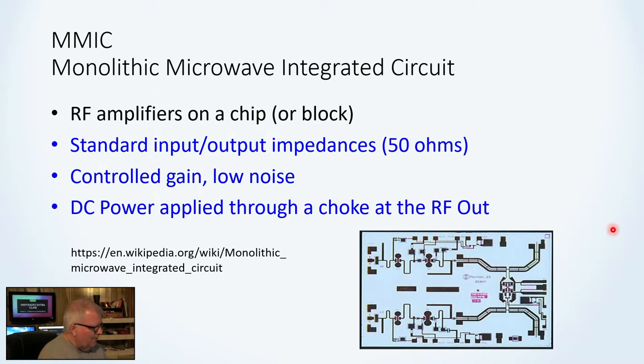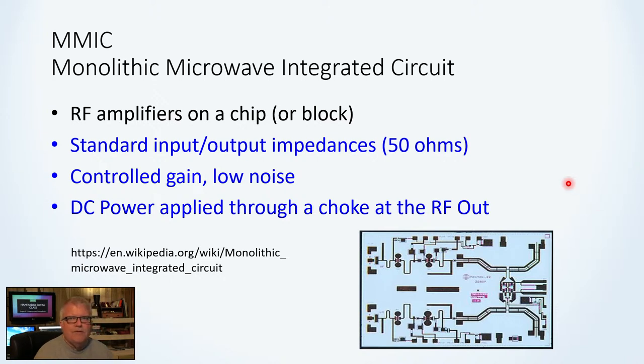And to power these, there's no power input. What you do is you find the output point and you use an RF choke and you feed DC in through the choke and into the output of the device, and that's how you power up the device. So power comes in through the output and ground. Those are the two power connections for an MMIC.